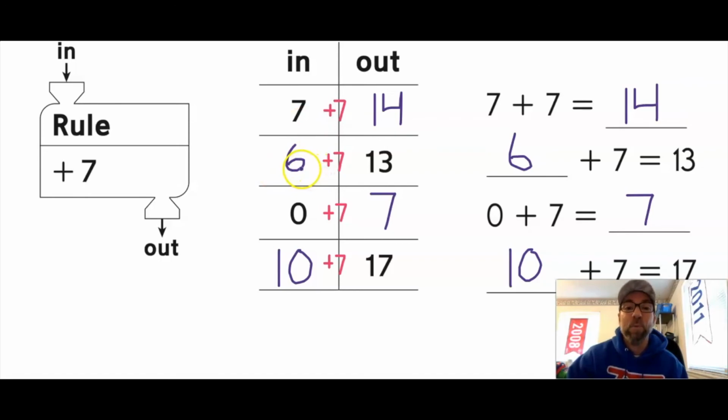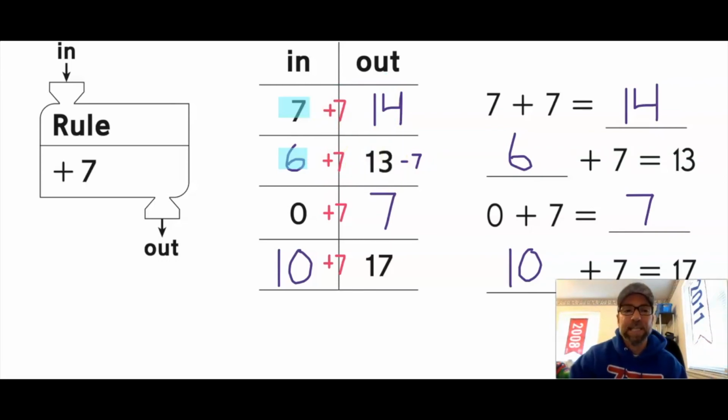The next one was a little bit more challenging. This time, we had to think of a number plus 7 equals 13. Or we can do the opposite. 13 minus 7. Either way, the answer is 6. 6 plus 7 equals 13. Notice that this time my smaller number is in my inbox because I'm adding. So my outbox is going to be larger.